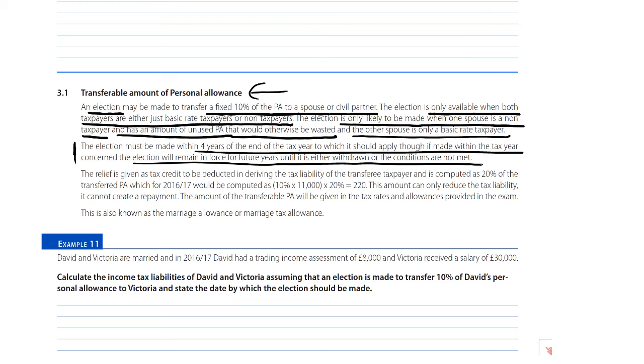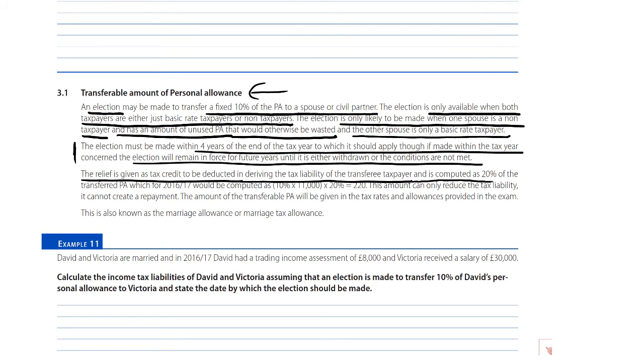How does this work? It's very easy to know what the amount to transfer is. It's 10% of £11,000, which is £1,100. But the relief is given as a tax credit to be deducted in deriving the tax liability of the transferee taxpayer, the person to whom the transfer has been made. It goes from transferor to transferee spouse. But it is not given as an extra increased personal allowance. Instead, it's given as a tax credit, a reduction in your tax charge.